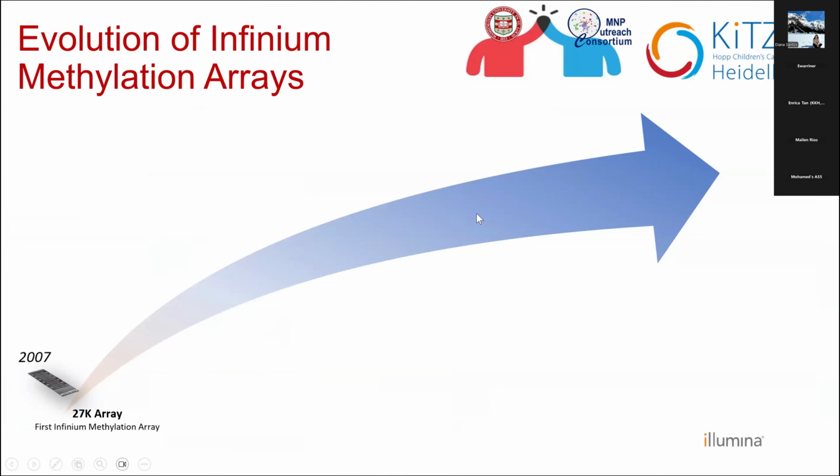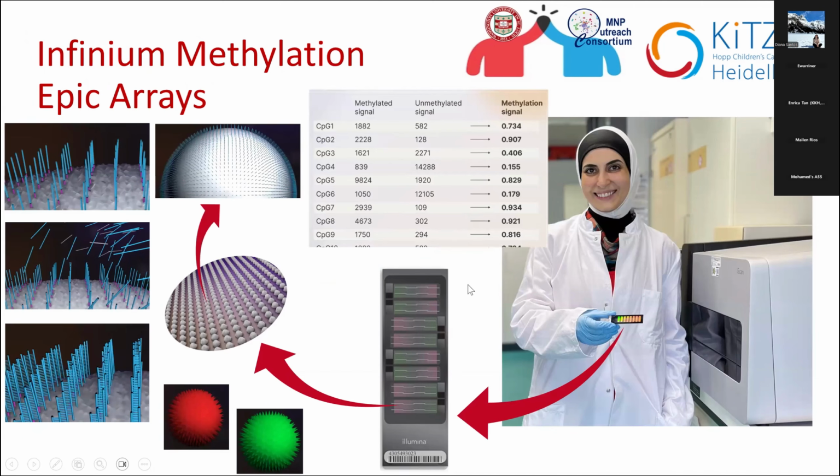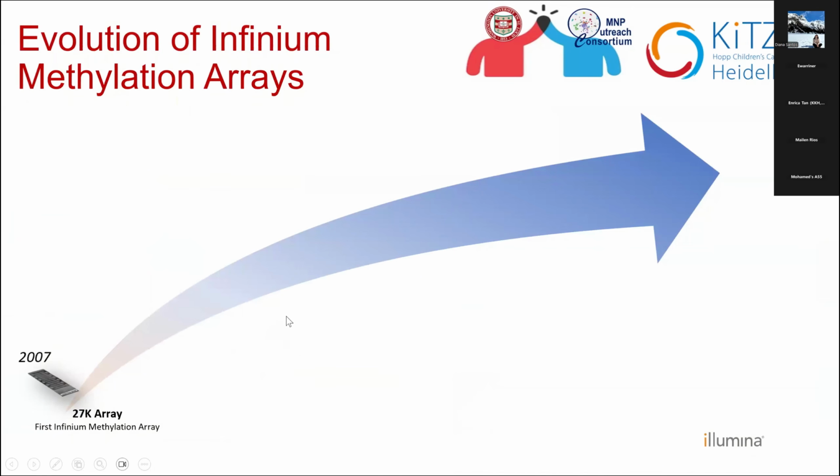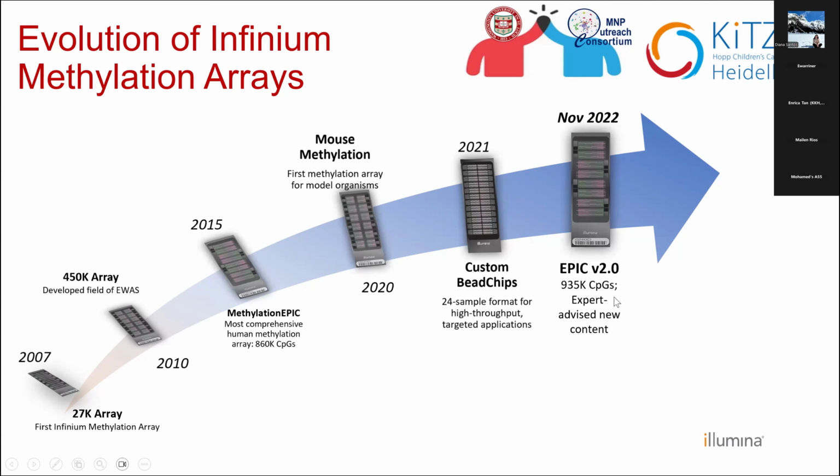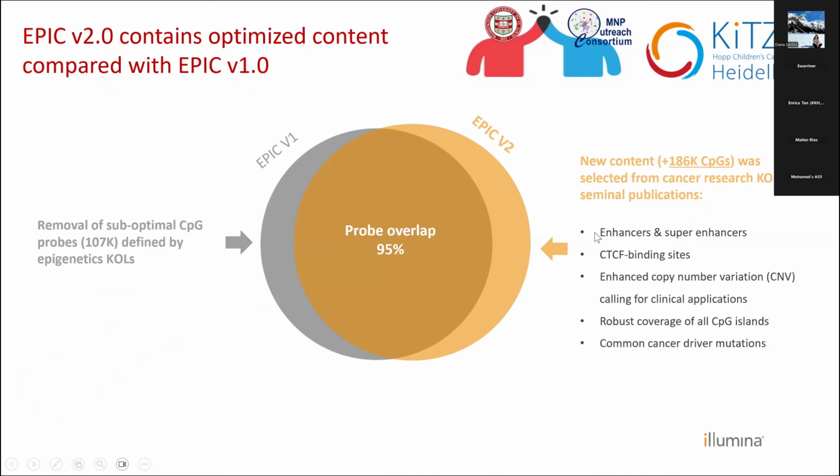Asking how many locations across the genome or how many CpGs are studied, this has been evolving with time, starting from the 27K array, which covers 27,000 locations, until now almost 1 million CpGs by the EPIC version 2. A lot of you are familiar with the EPIC version 1, of course, which covers the 850,000 sites, and the probe overlap makes around 95%.